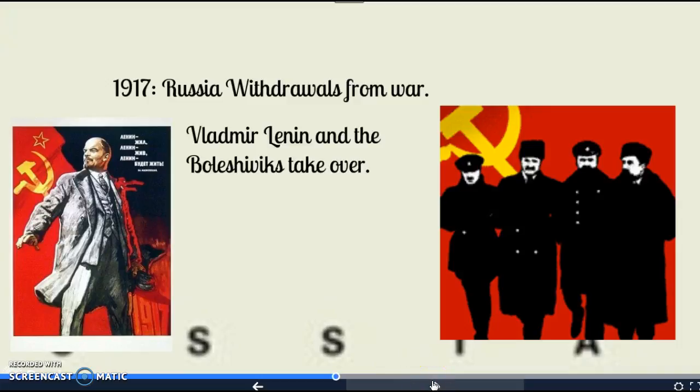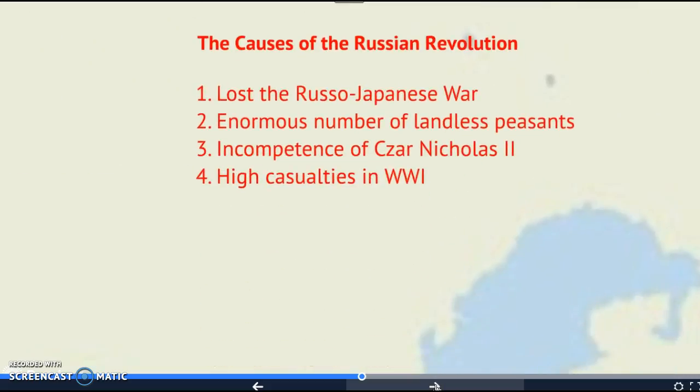So we know that the Bolsheviks, who later become known as communists, take over. It's called the Bolshevik Revolution, or the Russian Revolution. It's a very simple summary of it. So there are four causes that you are supposed to know for the Russian Revolution. First one we've already talked about during imperialism.